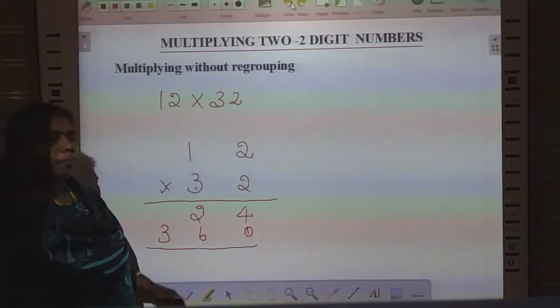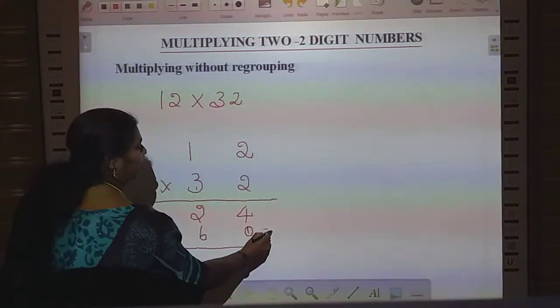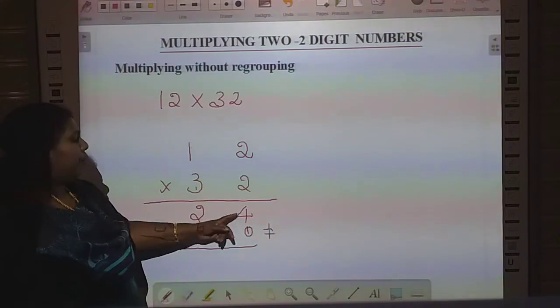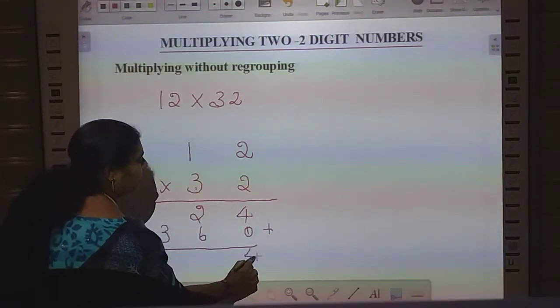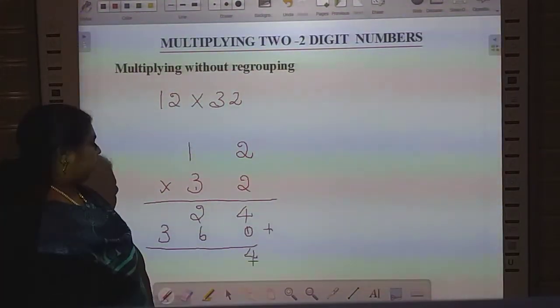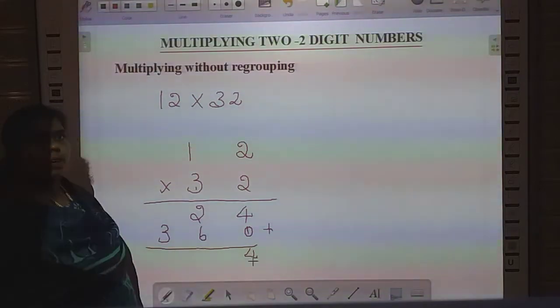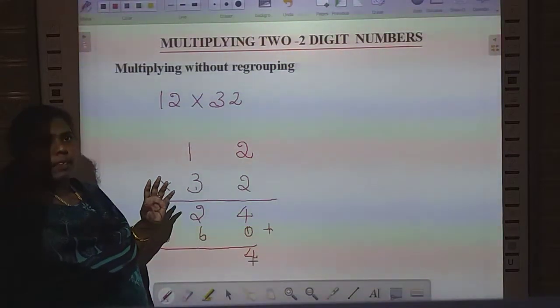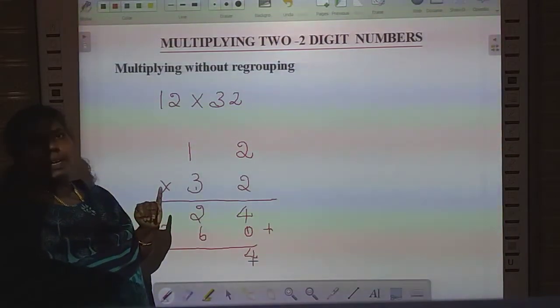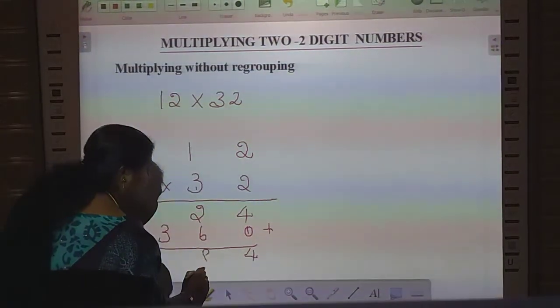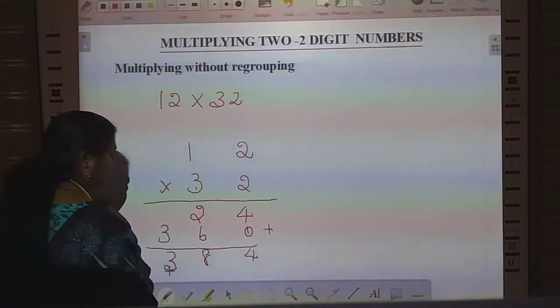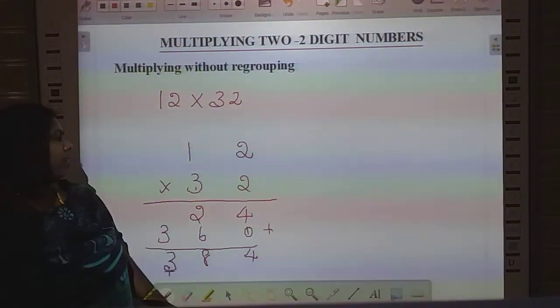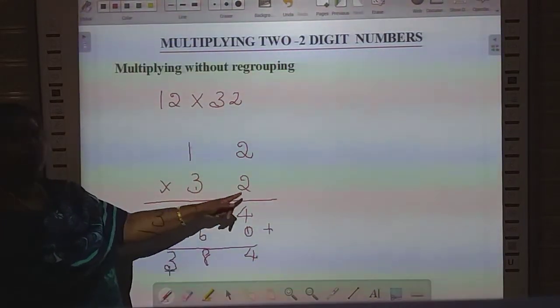See, next step, we are going to add these two products. Okay. 4 plus 0, how much? 4. Right? Then 2 plus 6 is how much? 2 in our mind, take 6 fingers. 2 after 3, 4, 5, 6, 7, 8, isn't it? Yes, 8. Then here 3. That means 384. So 12 into 32.